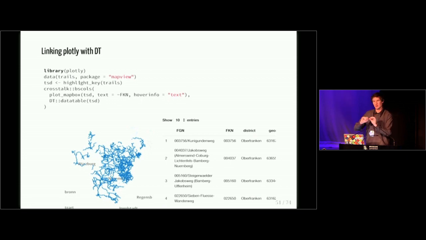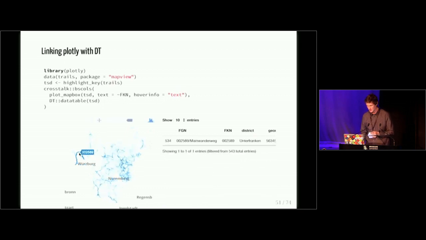So there's actually going to be multiple points being drawn for each row, but if I use the highlight key in this way, it will still know that when I highlight something, I want to highlight that whole simple feature that's attached to that row. So if I go in and click on a specific bike trail, that entire trail is highlighted and the DT data table is filtered down to that specific row of interest, so I can see other information about that bike trail.